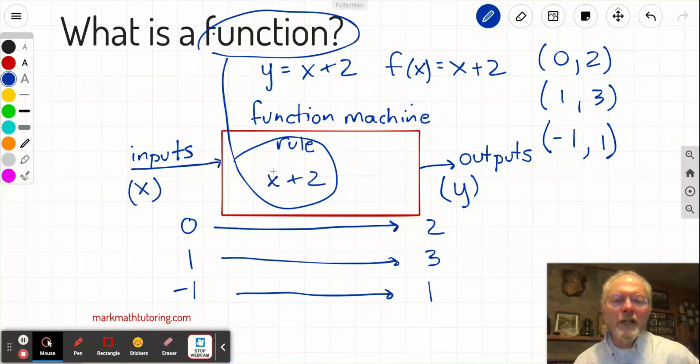In some other little videos, I'll show some more examples of functions, but just remember that a function is a rule that takes an input, operates the same thing on all those inputs to produce outputs, and eventually can produce a set of ordered pairs that could be graphed.